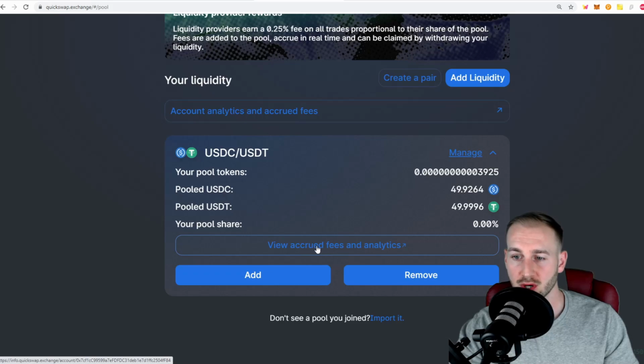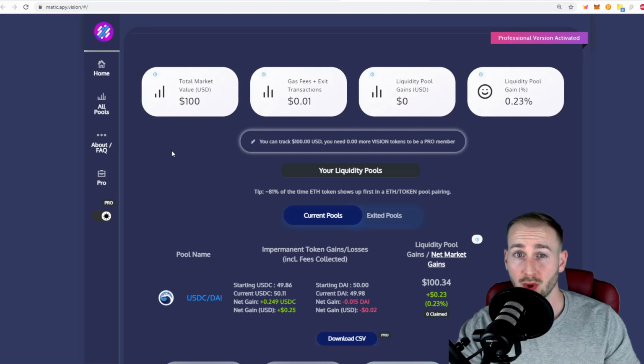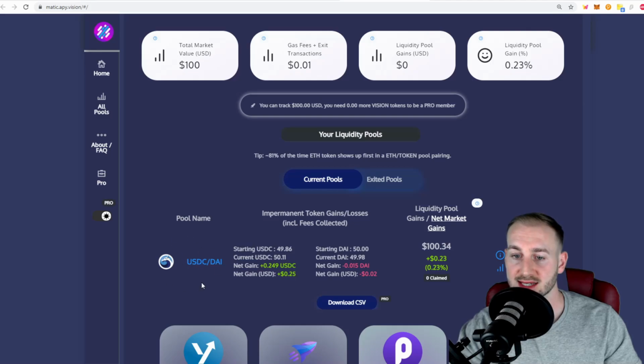You can click on view accrued fees and analytics, but currently this doesn't really load with anything, so you probably want to use an external site to track your LP position. So the one that I've been using is APY Vision. To actually get the full host of features on here, per $100 worth of liquidity you provide, you need to own one Vision token. It cost about $2, so I went ahead and bought one, as I've currently got $100 worth of liquidity here. But this is my previous pool, my tester for USDC and DAI, so another stablecoin pool.